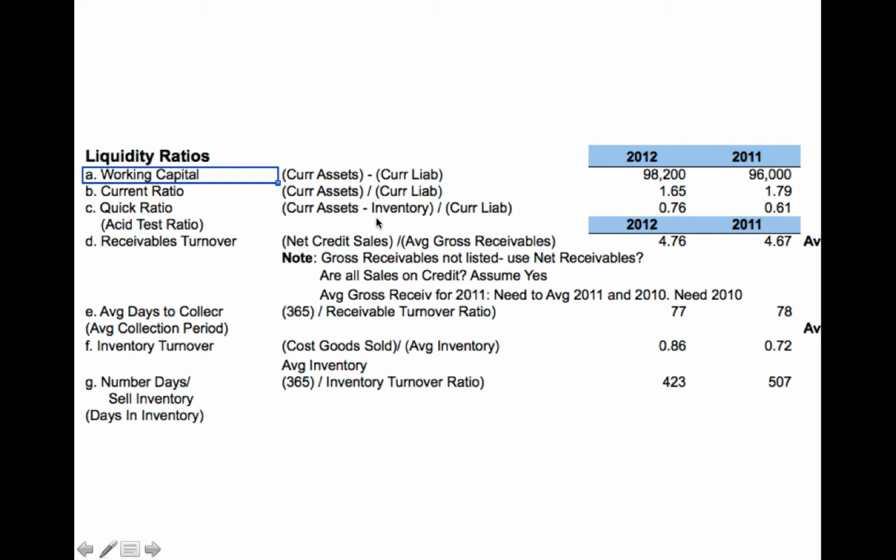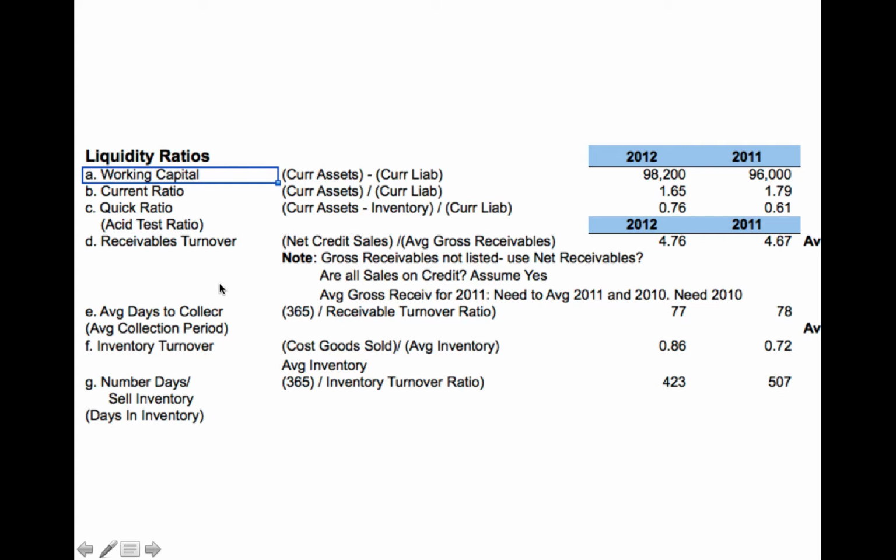Quick ratio subtracts inventory, the theory being that inventory takes the longest to convert into cash. Of your current assets, inventory takes a lot longer to convert into cash in some cases. So let's subtract that and then look at current assets less current liabilities.